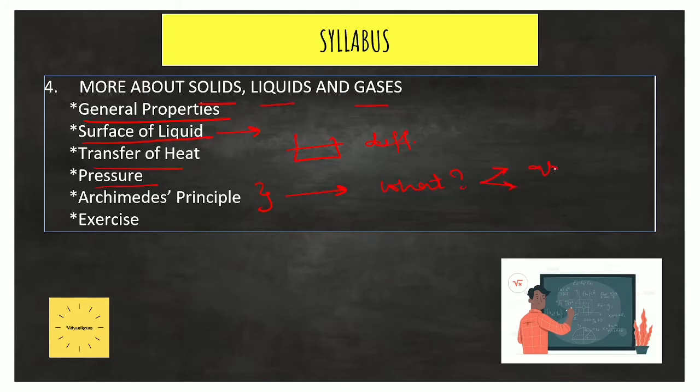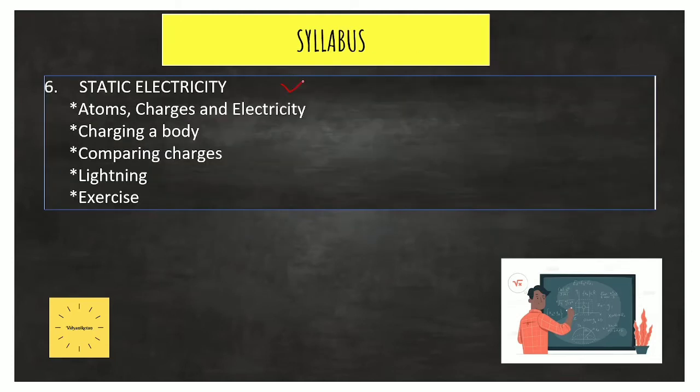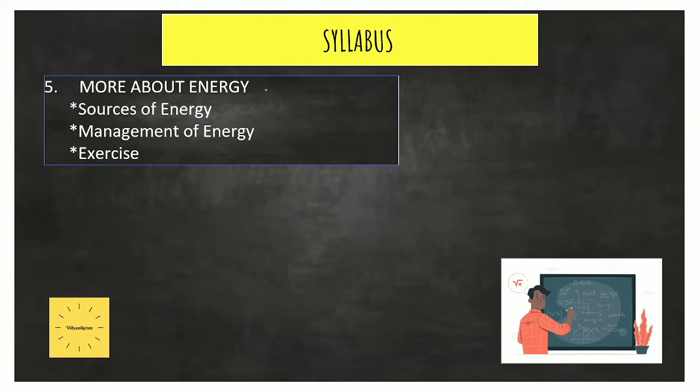Then we will move on to the exercise part of this chapter, and we will solve a few questions that may come in the exam, and we will move on to the next chapter. The next chapter is more about energy. In this chapter we will learn about sources of energy and different types of energy, and we will then study the management of energy, how we will manage the use of energy. We will then solve a few questions and move on to the next chapter.